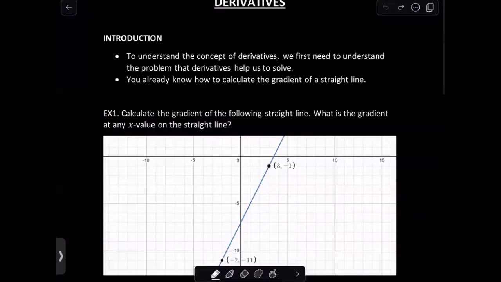Okay, so we're starting the section on derivatives. Let's begin. To understand the concept of derivatives, or why we need derivatives, we first need to understand the problem that derivatives help us to solve. So let's start exploring that problem first.